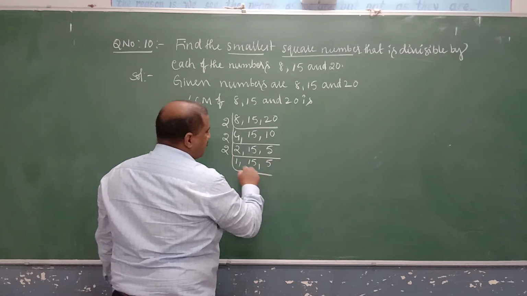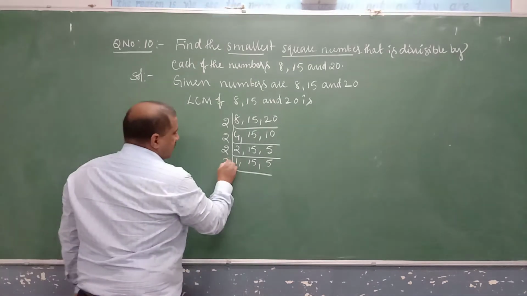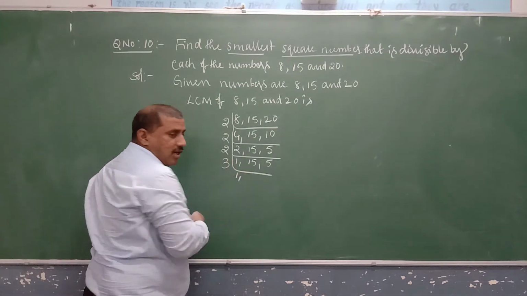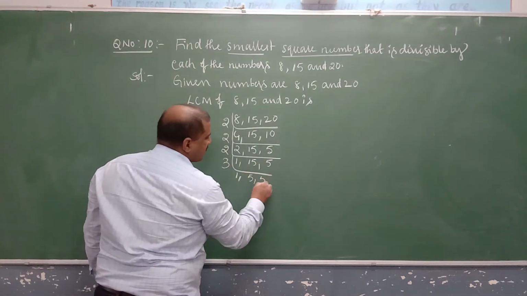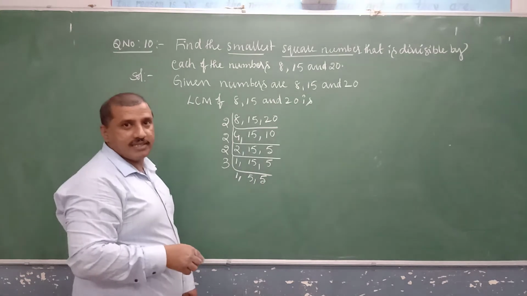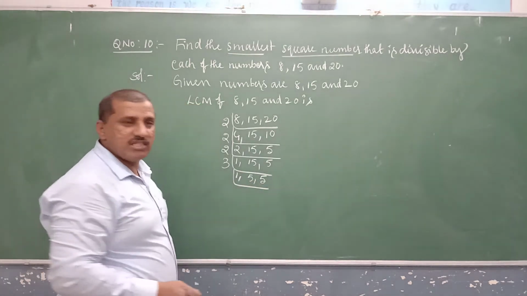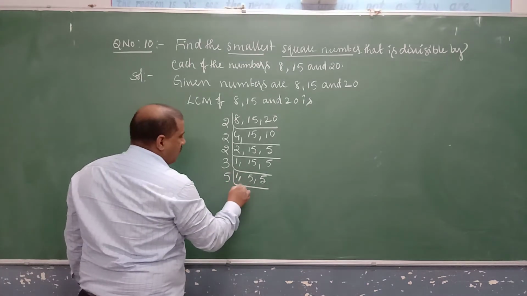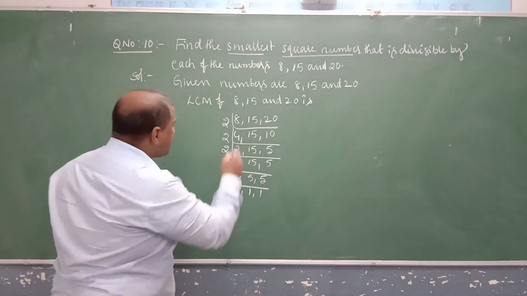Next 15 is there. 1 plus 5 is 6. It is divisible by 3. 1 is not divisible. Write 1 as it is. 3 5s are 15 and 5 is not divisible by 3. Write 5 as it is. Then see here 5 and 5. 2 5s are there. It is divisible by 5. 5 1s are 5. 5 1s are 5.